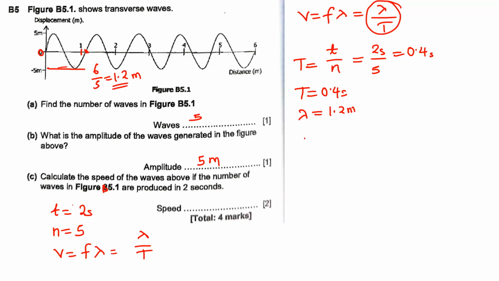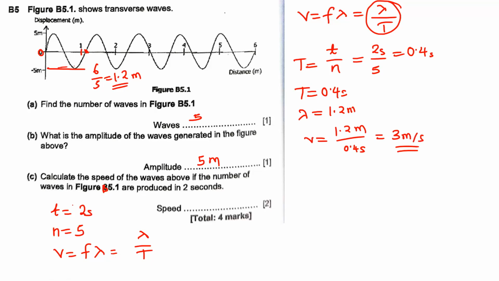Then we can find the speed. Speed is equal to the wavelength, which is 1.2 meters, divided by the period, which is 0.4 seconds. And we should be able to get 3 meters per second.